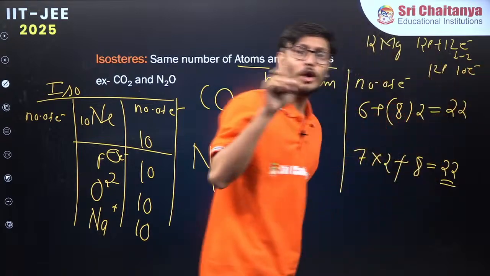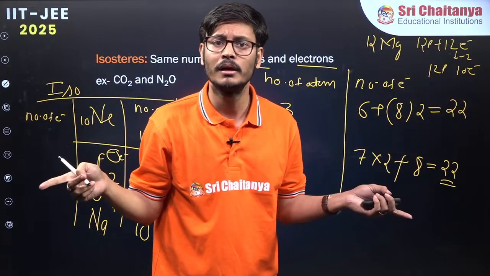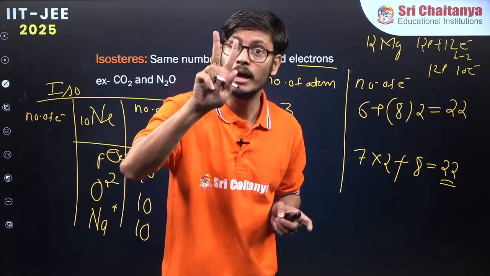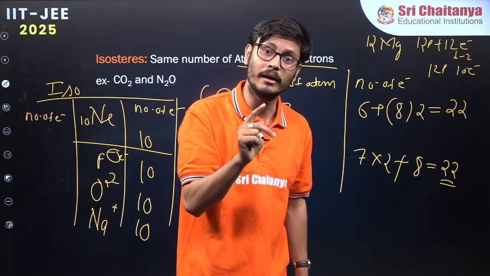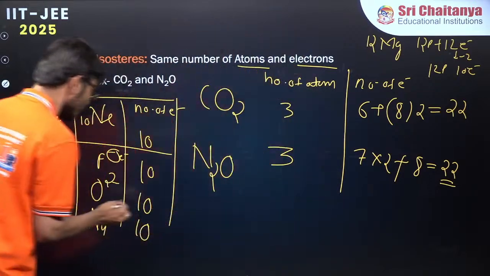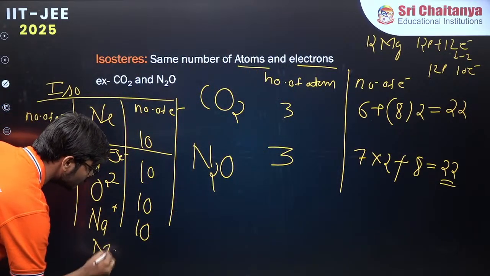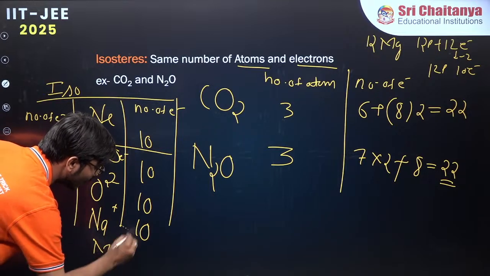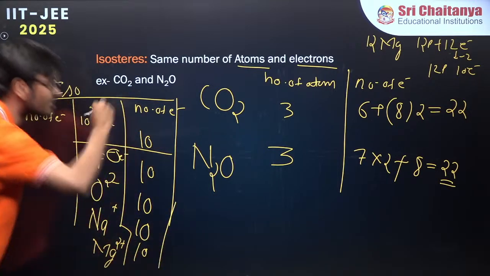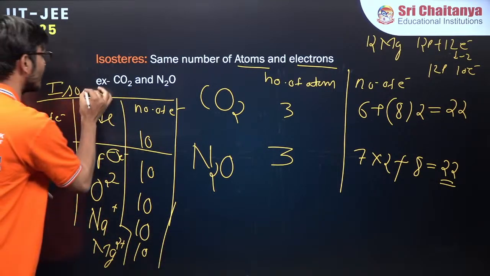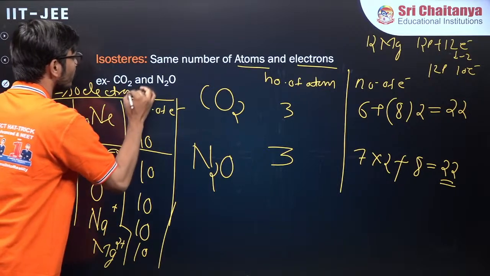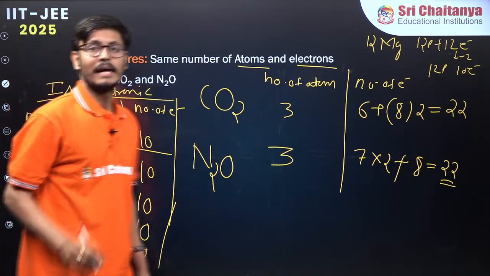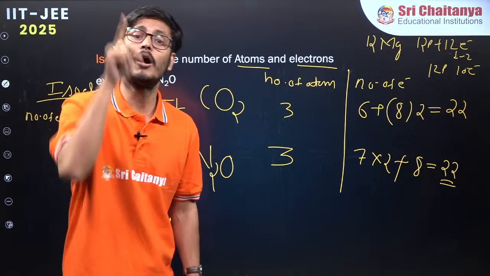So 10 protons and 10 electrons cancel each other. What is in excess? 2 protons. And what is the charge on 1 proton? Plus 1. So total charge will be plus 2. So magnesium 2 plus contains again how many electrons? 10. So these are known as isoelectronic. What is isoelectronic? Containing the same number of electrons.